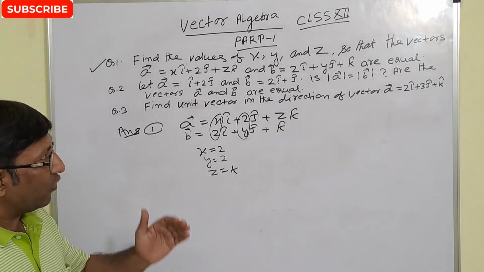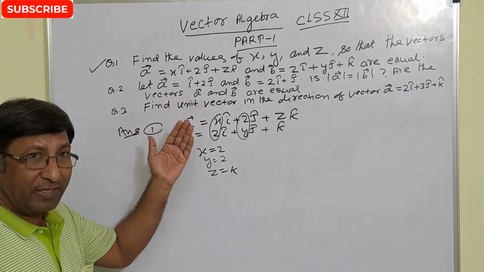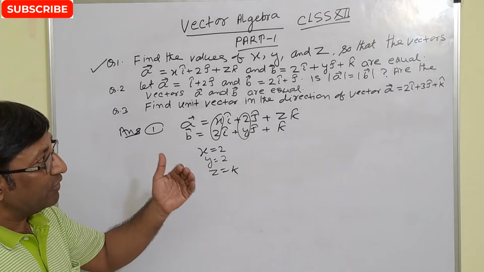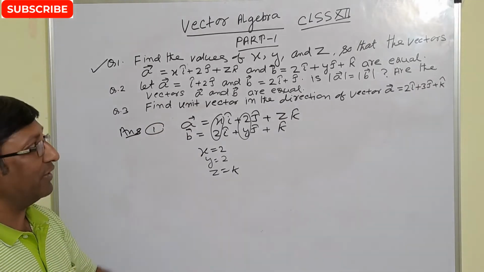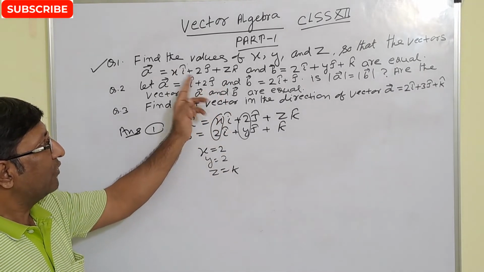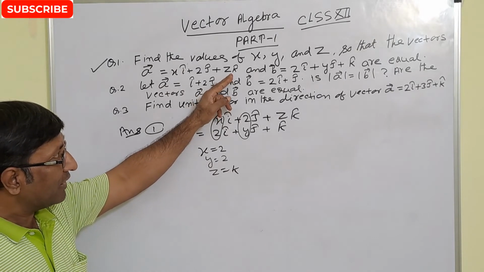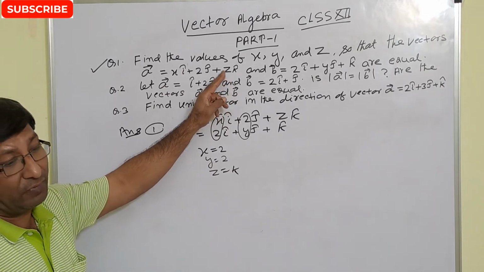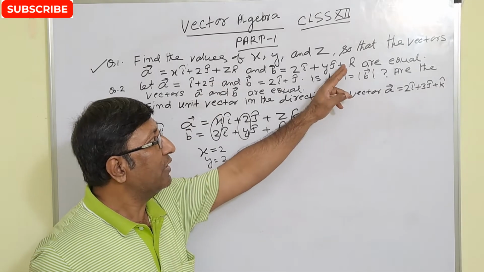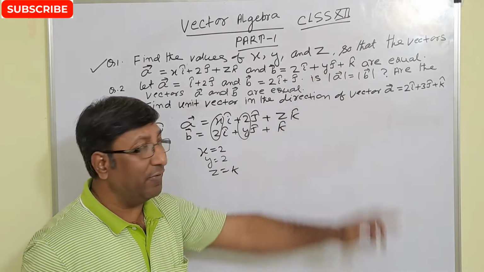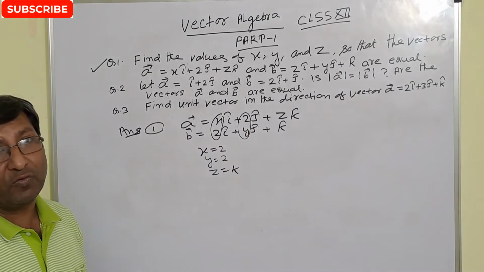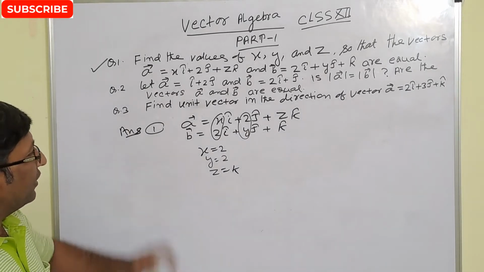In the same way, coefficient of unit vector j in the first vector is equal to coefficient of unit vector j of the second vector. In the same way, coefficient of unit vector k of the first vector equal to the coefficient of unit vector k of the second vector. So here x equal to 2, y equal to 2 and z equal to 2 is the right answer. So this is the first question.